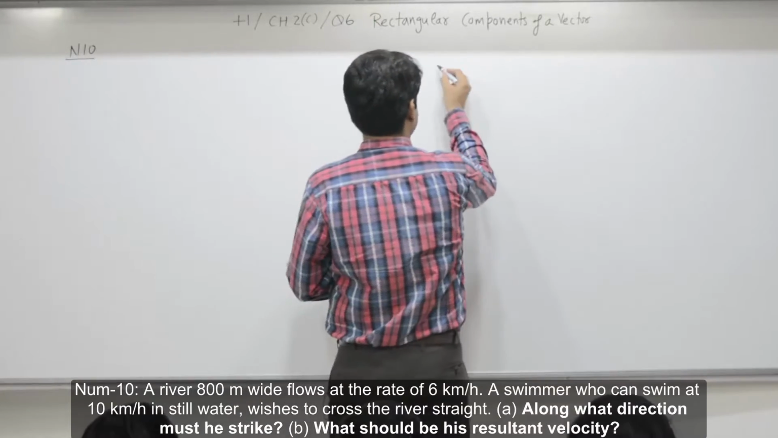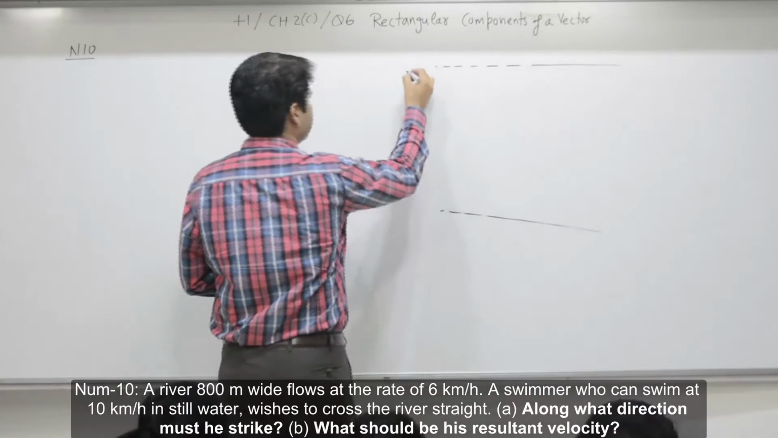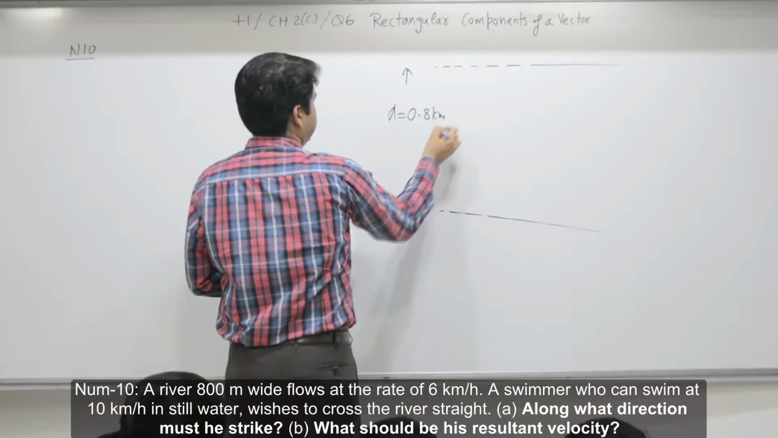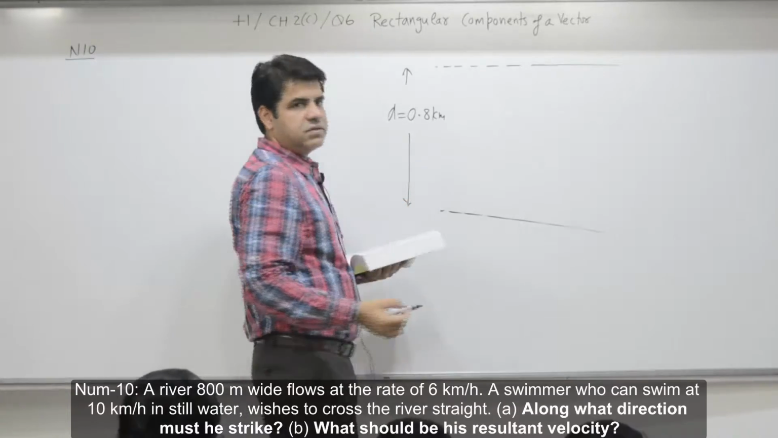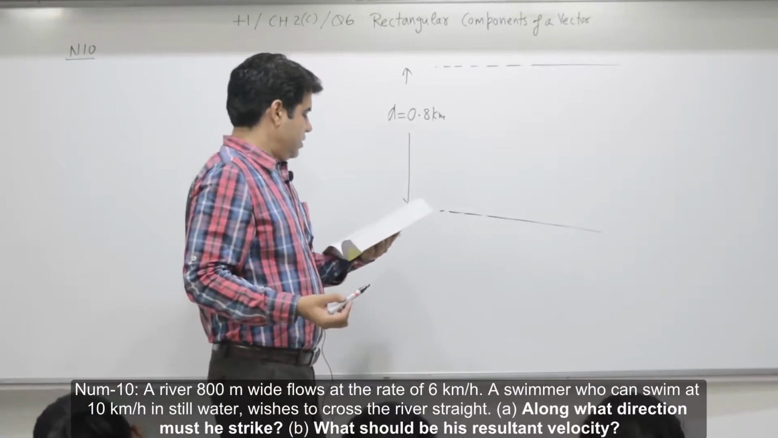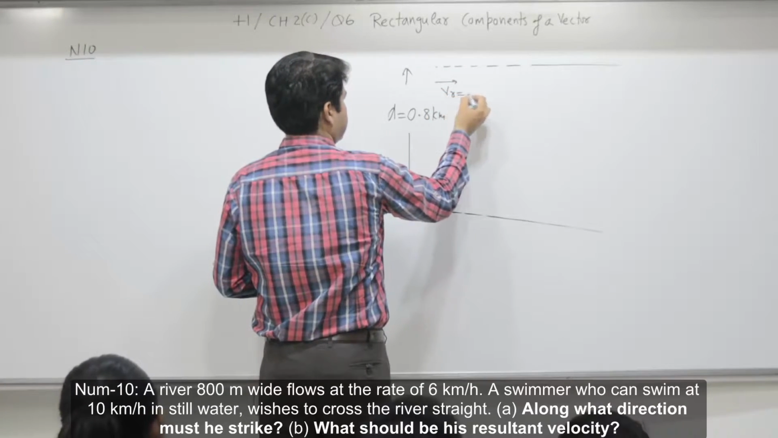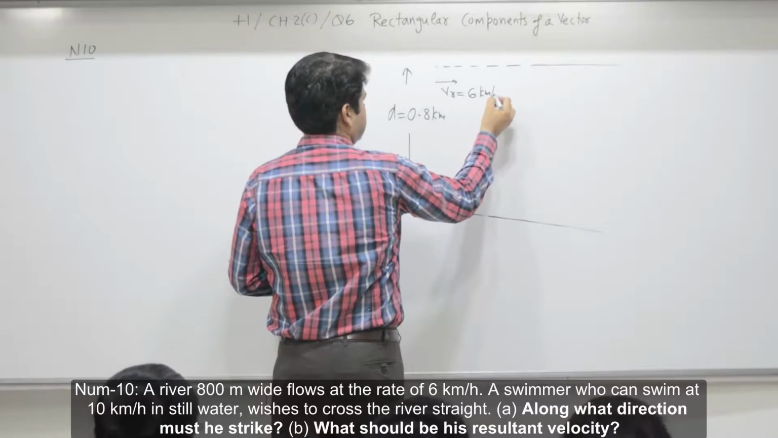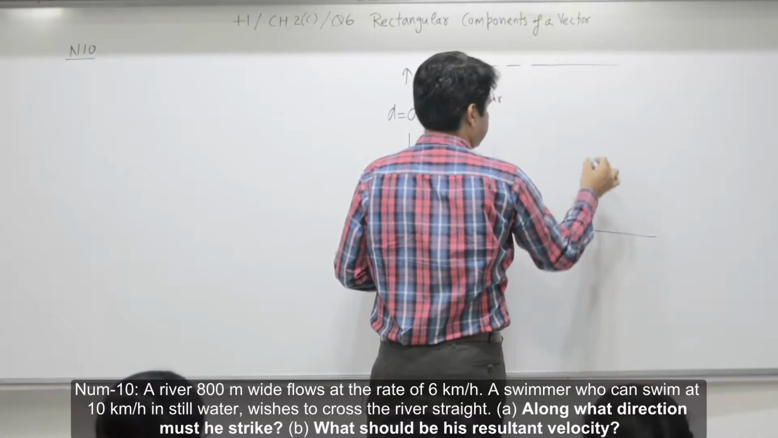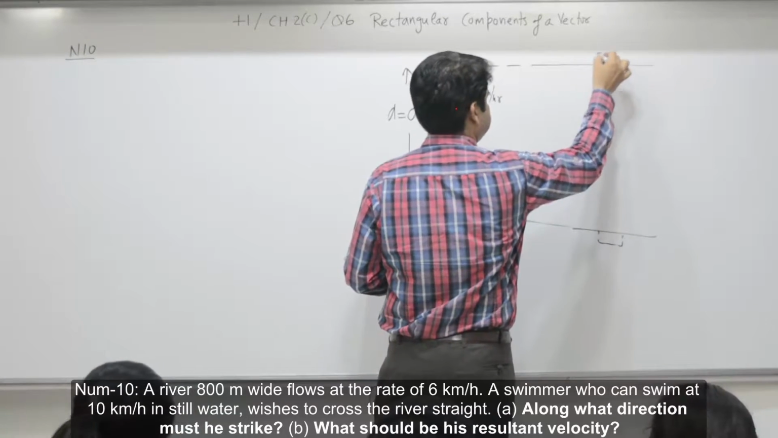For numerical number 10, a river is, what is the width of the river? 800 meters, 0.8 kilometers. Why I am writing it in kilometer? Because the rest of the data given is in kilometer per hour or kilometers. The river flows at what rate? River speed. Yes, 6 km per hour. So there is a boat. You want to cross it in, yes, shortest path.